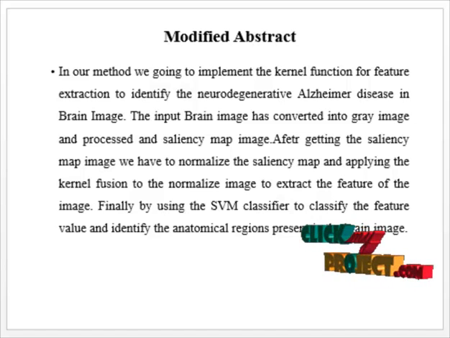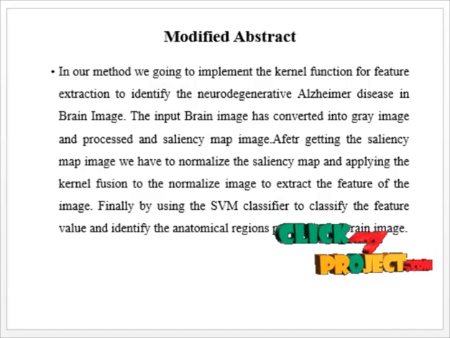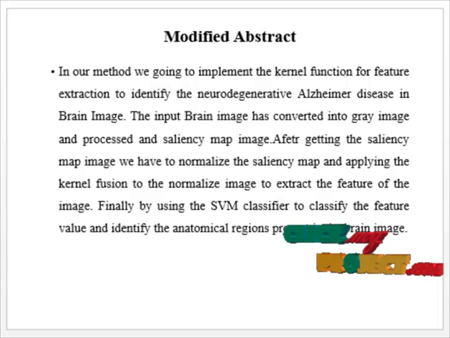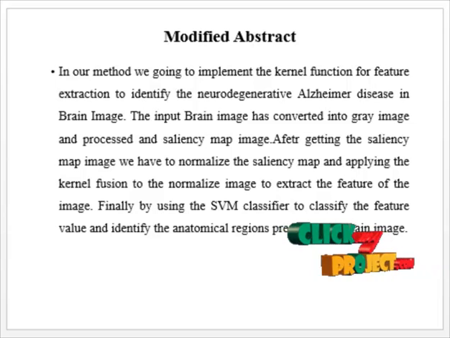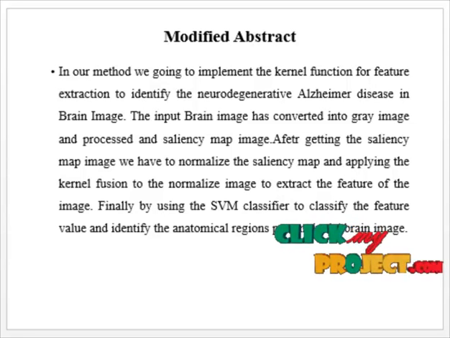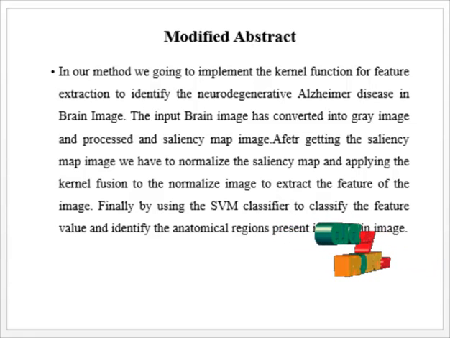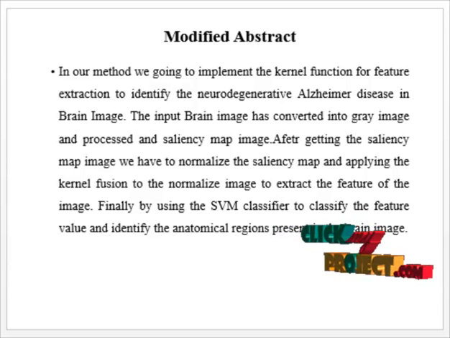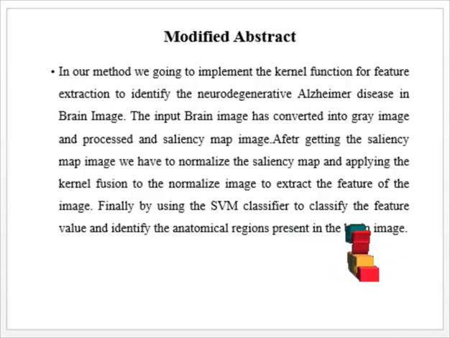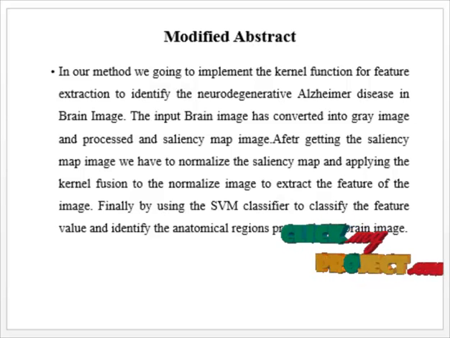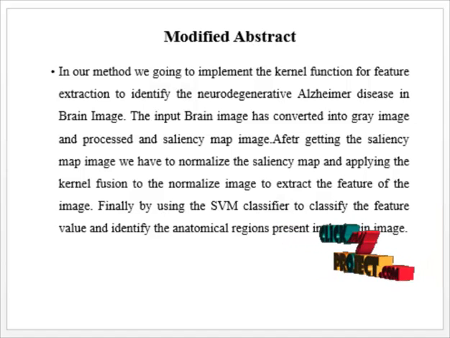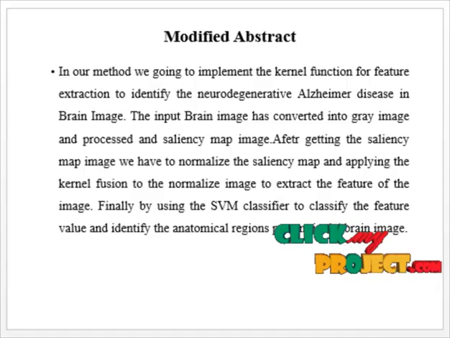of neurodegenerative diseases. First, the input image is converted into a gray image and processed into the saliency map image. After getting the saliency map image, we have to normalize it. That means we change the intensity level of our processed saliency map and apply the kernel fusion for the feature extraction of the images. After extracting the features, finally we use the SVM classifier to classify the feature values and identify anatomical regions.